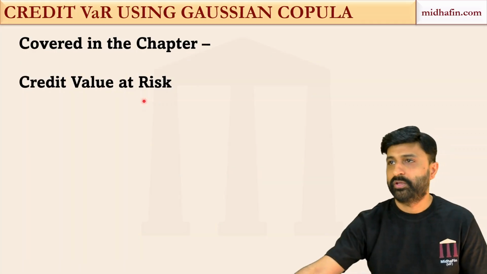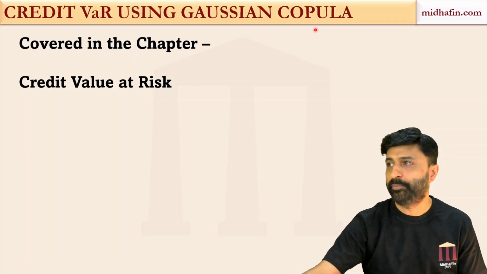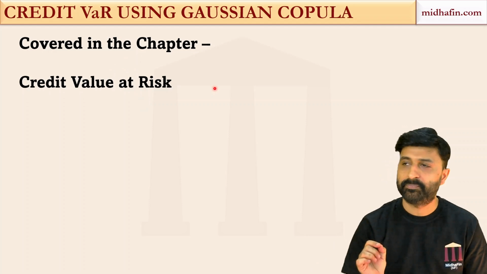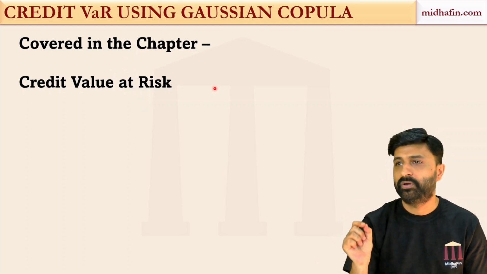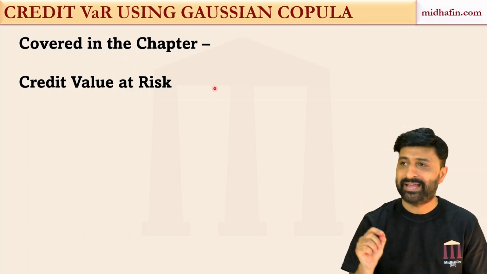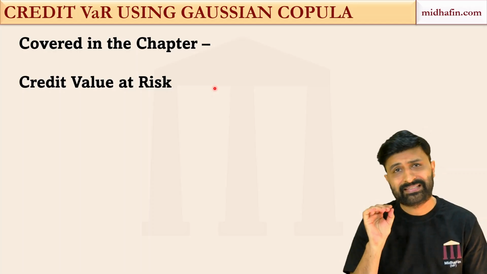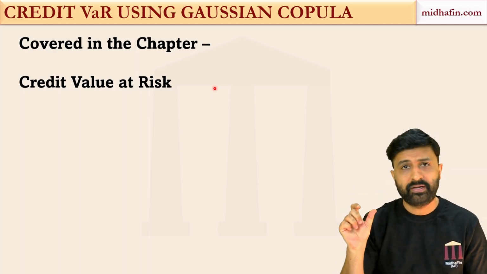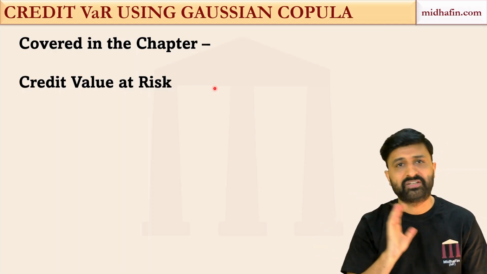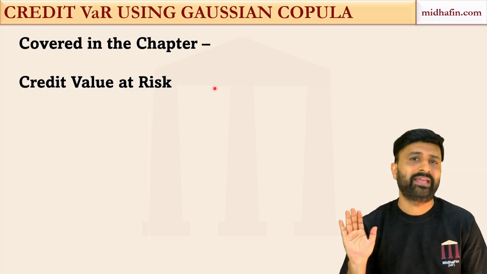So credit VaR using Gaussian copula, as I said in the learning objectives part, has been covered in the chapter on credit value at risk, and in this chapter the coverage is exactly the same. So this part you can directly cover from that chapter. No need to do anything else here.